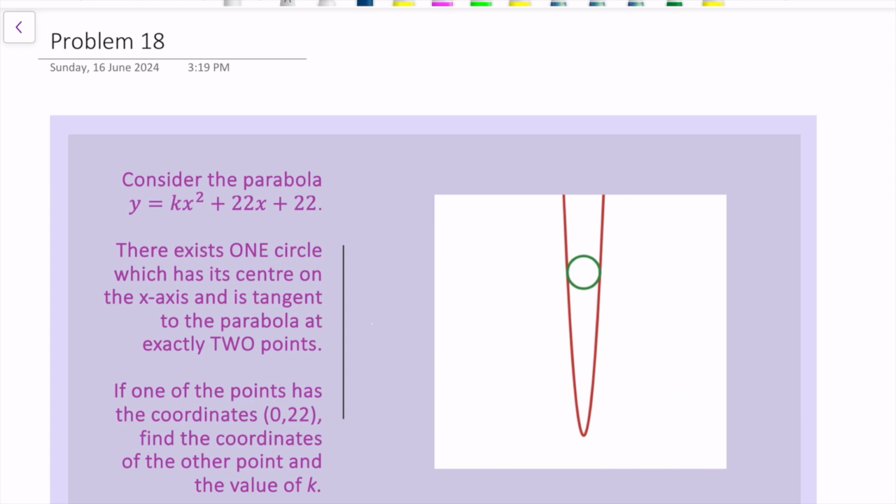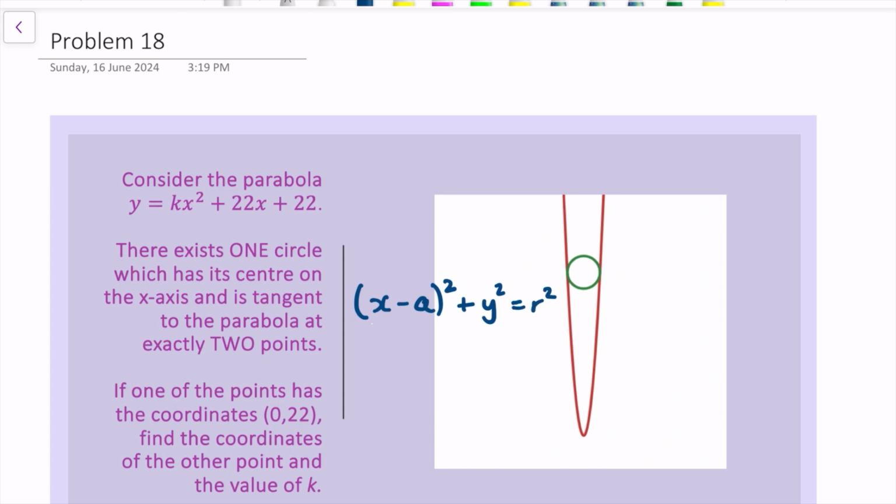We're told there exists one circle which has its centre on the x-axis and is tangent to the parabola at exactly 2 points. Now that tells us the general form of the circle. If its centre is on the x-axis, we don't know exactly where the centre is, but we know that it's got a y value of 0. Our circle will be something like (x minus a) all squared plus y squared equals r squared.